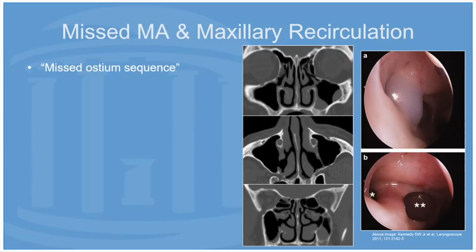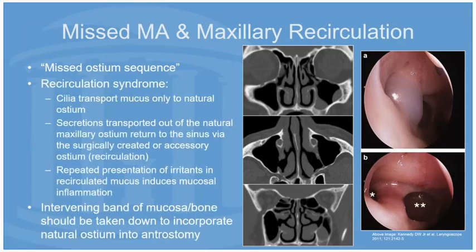If these occur, patients can continue to have symptoms, either due to unresolved obstruction at the natural ostium or because of a phenomenon known as mucus recirculation. Now, to understand the concept of mucus recirculation, you have to remember that normal mucociliary transport within the sinuses moves secretions only in the direction of the natural ostium.